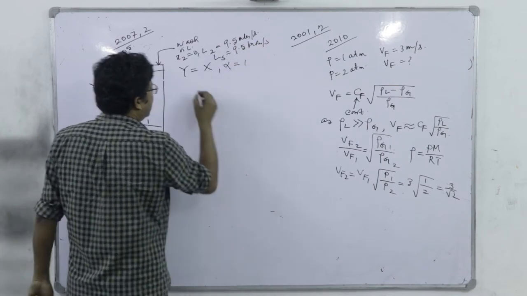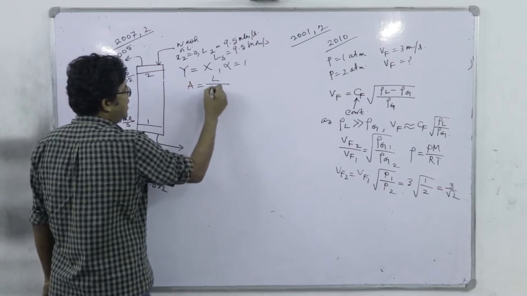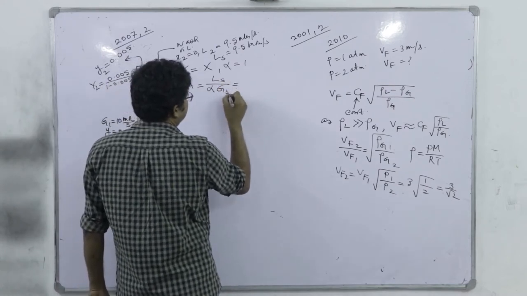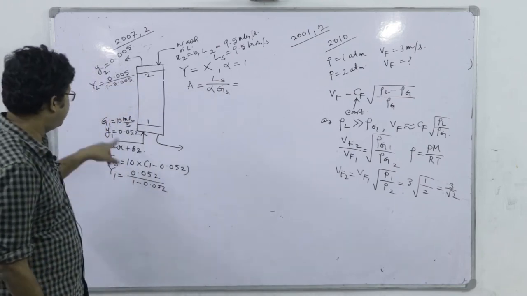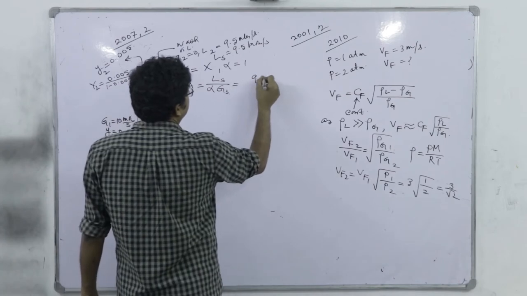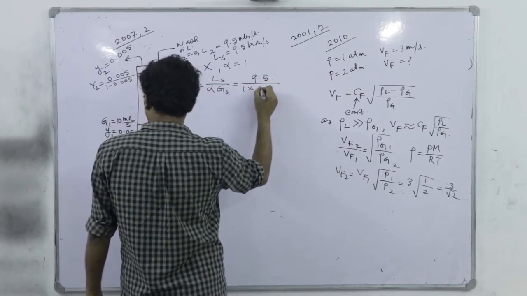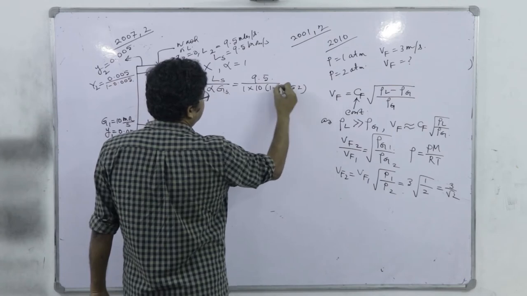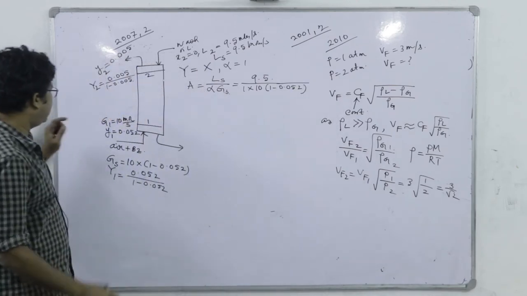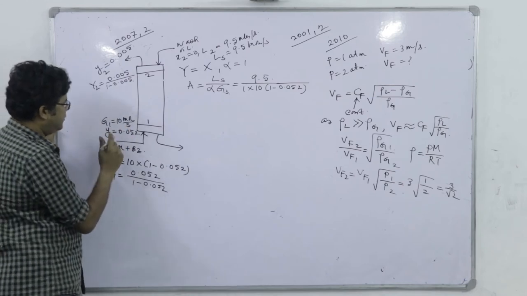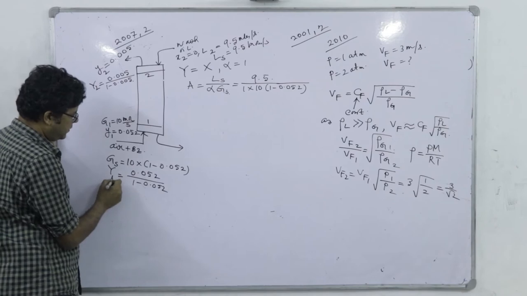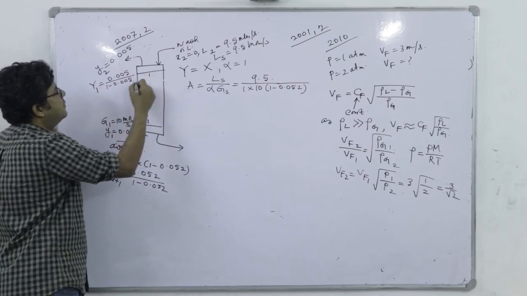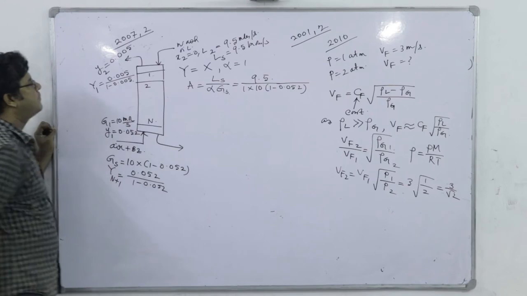And alpha equal to 1. So, absorption factor is L divided by alpha G, right. So, our Ls divided by Gs divided by alpha, that's equal to 9.5 divided by 1 into this Gs, which is 10 into 1 minus 0.052. So, absorption factor is obtained, and we should write this not as 1, but rather as it is multistage. So, this is yn plus 1, this is y1, right, stage 1, stage 2, then stage n, okay.